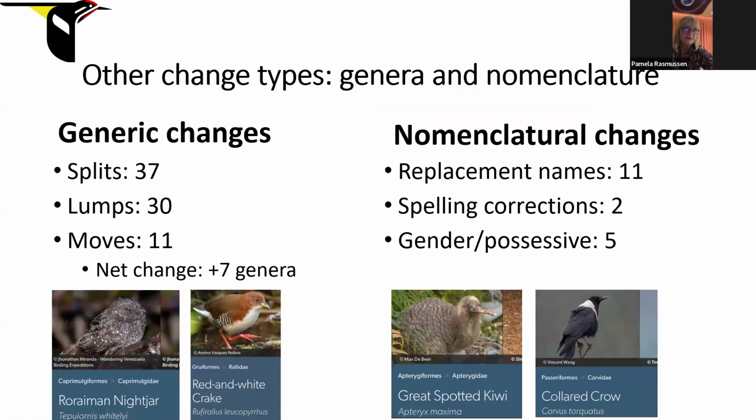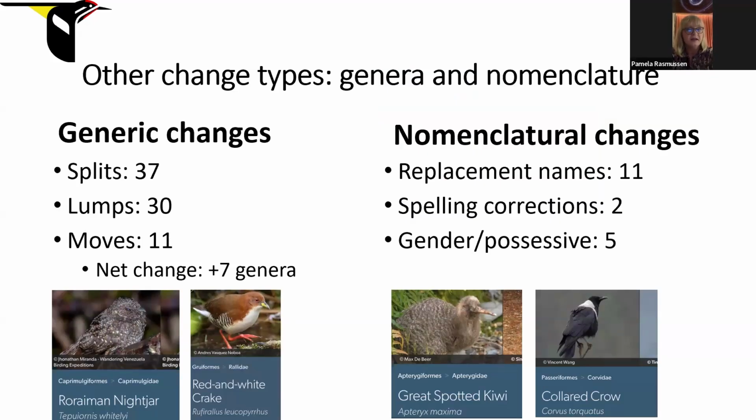But it's not just species splits, it's also a lot of changes in genera, and these are based on new information, generally phylogenies that allow us to recognize what species are related to what and what genera they need to be put in. So we have a net change of 7 genera.